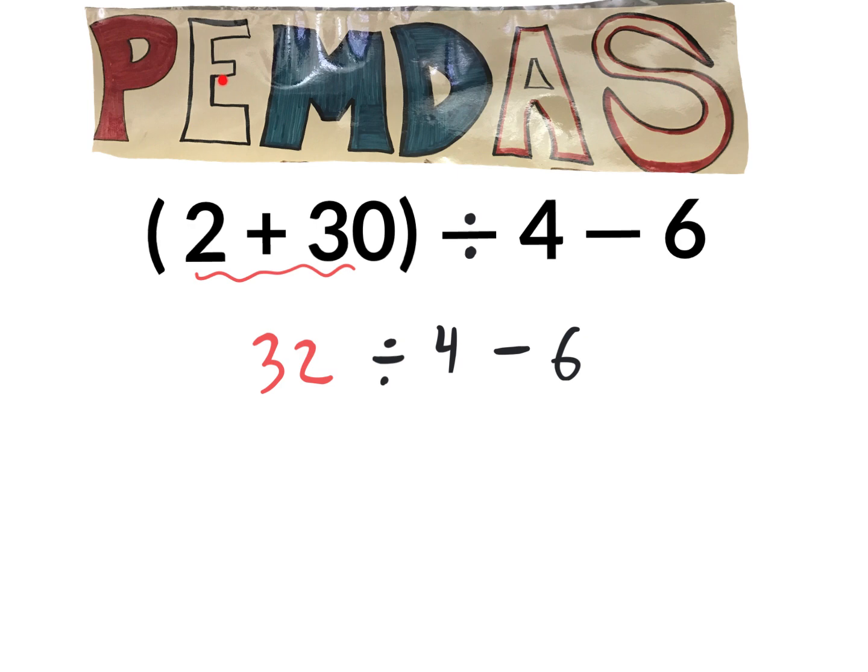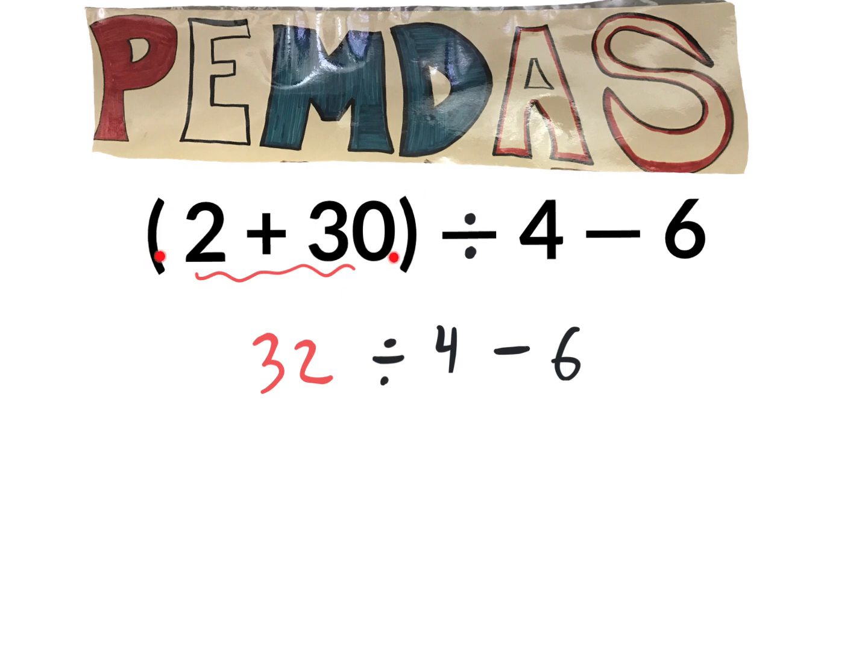There is no exponents, but there is multiplication. Actually, there is no multiplication, but there is division. And that's what M and D stand for. So we need to do division before adding or subtracting. So the correct order is parentheses, exponents, multiplication or division, and finally at the very end, addition or subtraction.